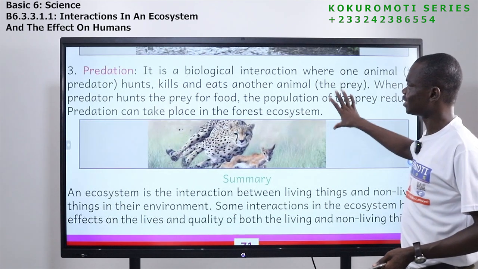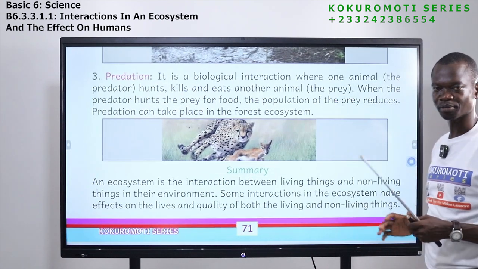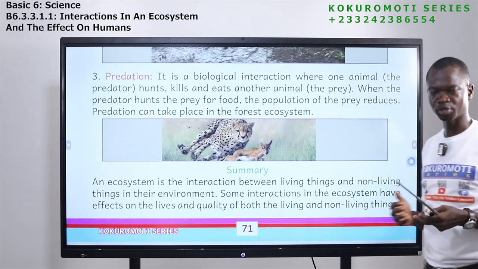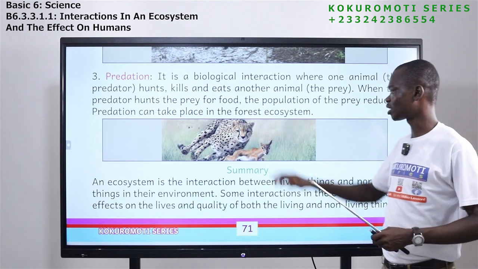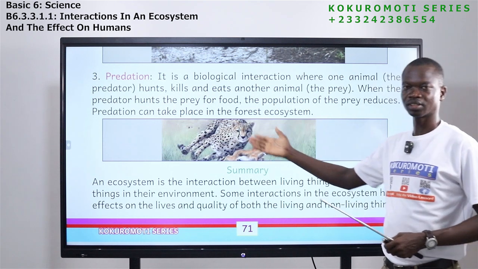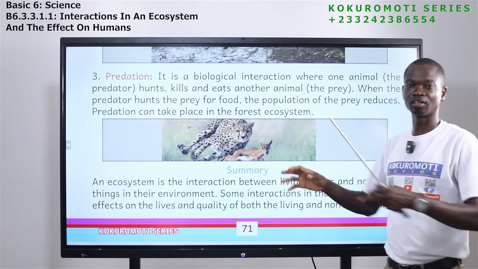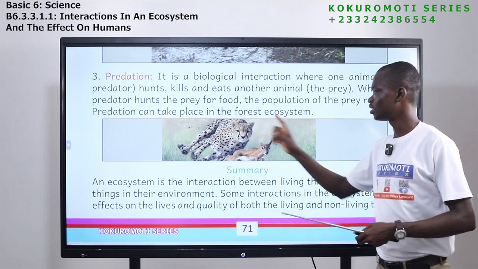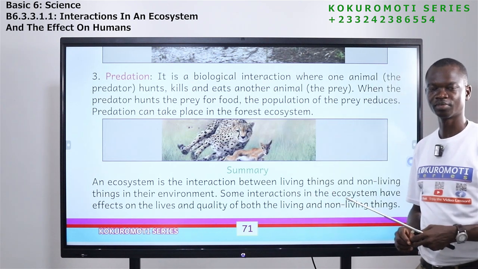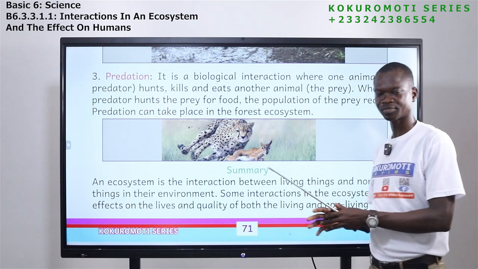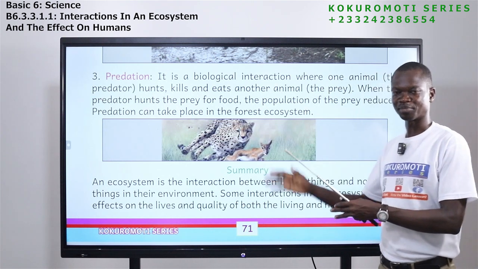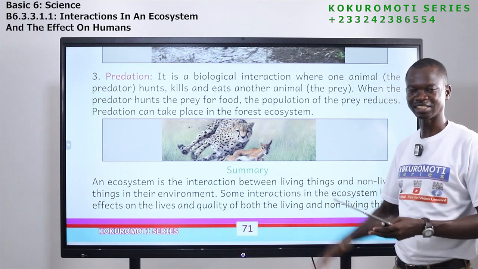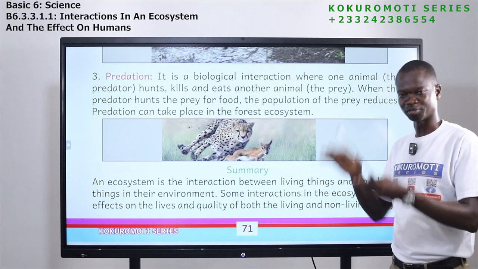So we've seen that the interaction in the ecosystem on living things is that it reduces the population of living things. For example, all the antelope, the tiger can kill all of them, so the population will reduce every day. Assuming every day one antelope is being killed by the predator, do you think the population will increase? No, their number will reduce. Their population, their total number will reduce.